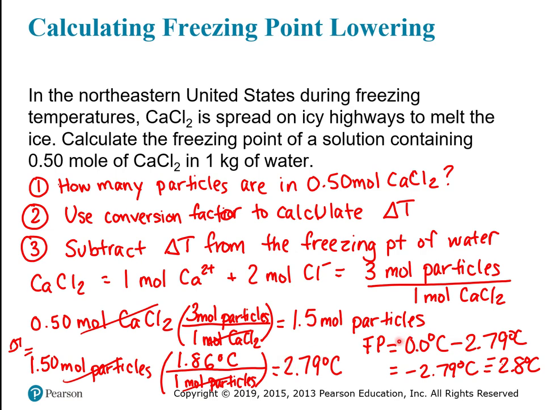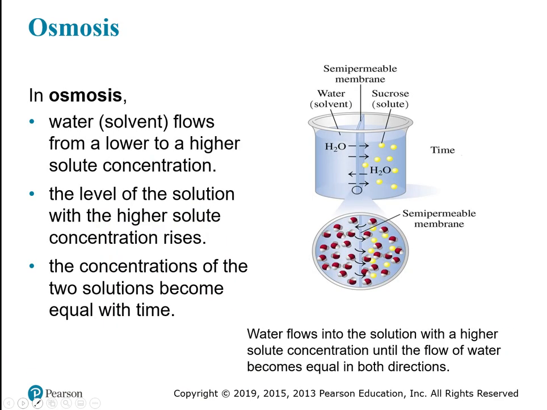To calculate the freezing point, we take the initial freezing point of water, which is 0 degrees Celsius, and subtracted our temperature change, and that gave us a negative 2.8 degrees Celsius. Remember that if you're doing a boiling point, you're going to add your degrees Celsius, so whatever change you get, you add.